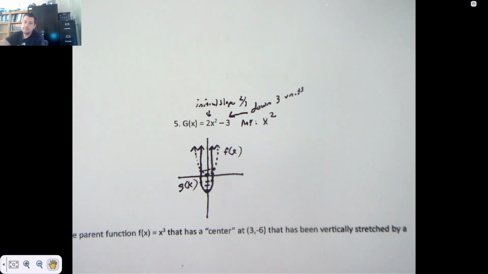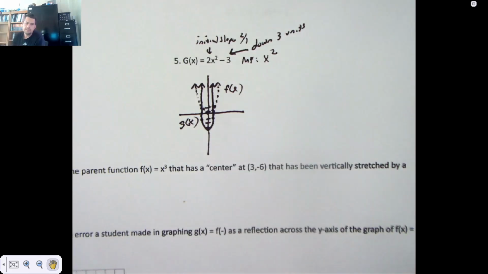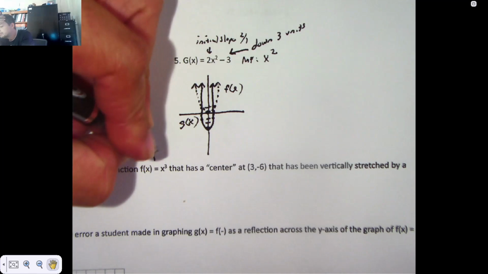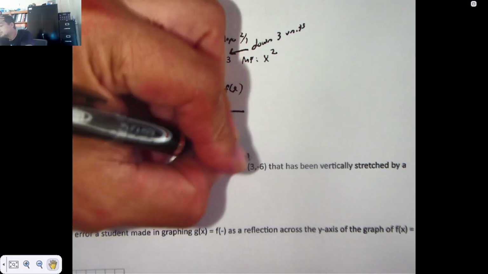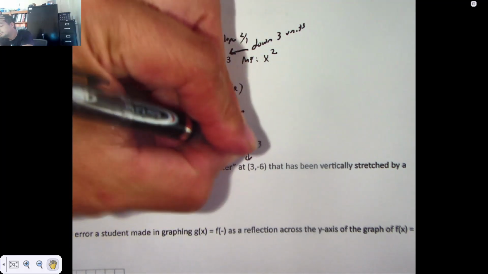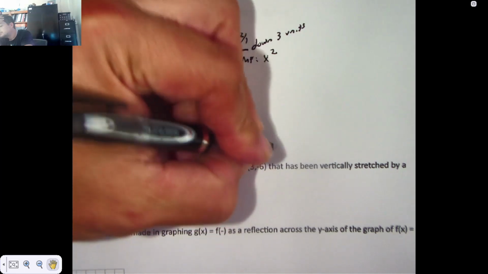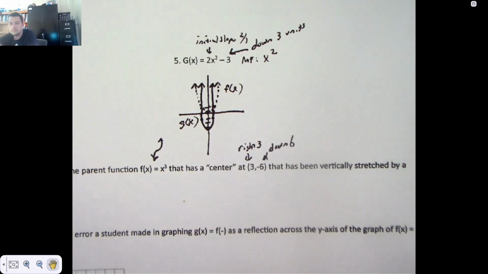I'll do 6 just so I don't have to get asked about it. Because x cubed, you don't even know what x cubed looks like. You don't. It looks like this. But you don't have to know that. You just have to understand transformations. This thing has a center at (3, -6). That means it went right 3 and down 6. That's what you have to interpret.